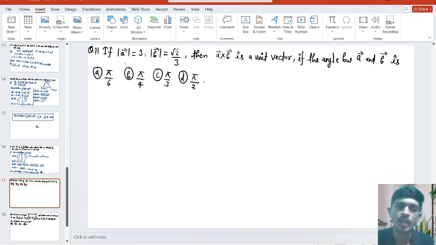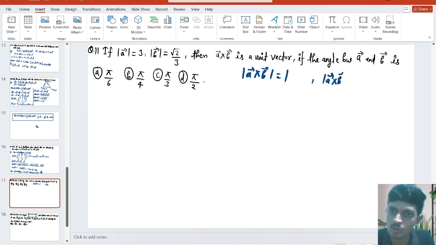And the next question is an MCQ type question, saying that vector A cross B is a unit vector. It means that modulus of vector A cross B is equal to 1, and we know that modulus of vector A cross B, if theta is the angle between vectors A and B, is modulus of vector A, modulus of vector B, sin theta.